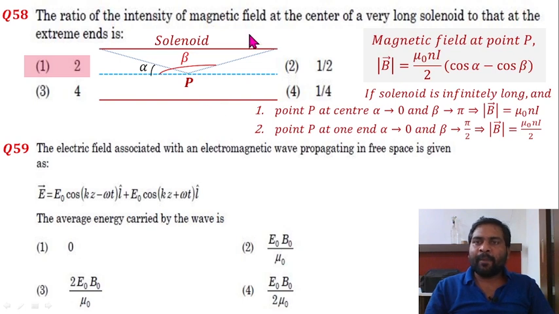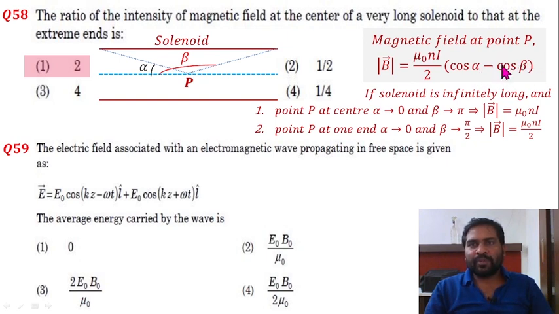If the solenoid is infinitely long, here it is given as very long, that means infinitely long solenoid, then alpha is going to be 0 and beta is going to be pi, or 180 degree. After putting this for point P at center, this turns out to be B equal to mu naught Ni. For the extreme ends, alpha is going to be 0 but beta equal to pi by 2 here. Then B equal to mu naught Ni by 2 times cos 0 minus cos pi by 2.